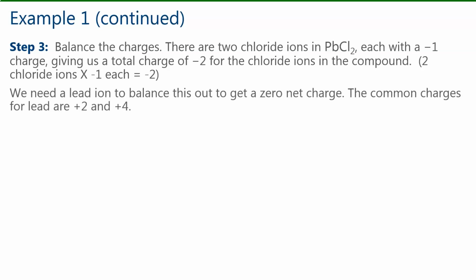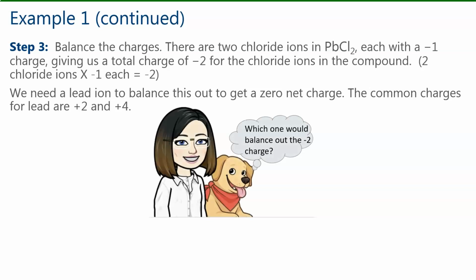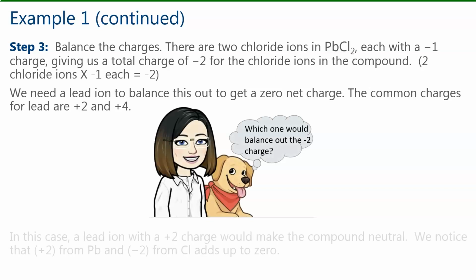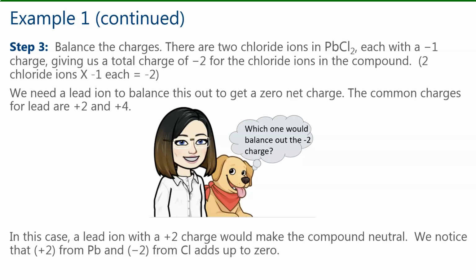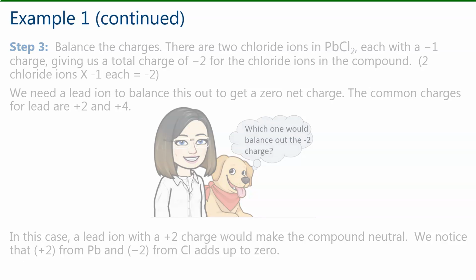We need a lead ion to balance this out to get a 0 net charge. The common charges for lead are +2 and +4. Which one would balance out the -2 charge? In this case, a lead ion with a +2 charge would make the compound neutral. We notice that +2 from lead and -2 from chloride ions adds up to 0.